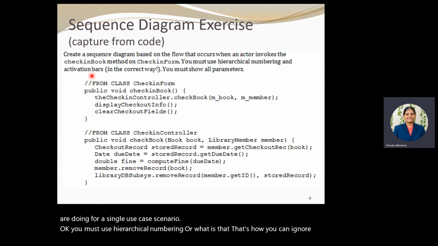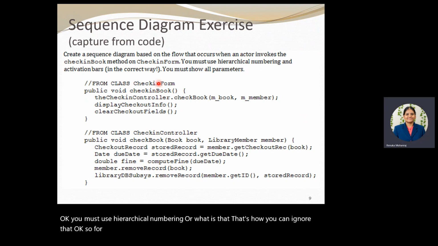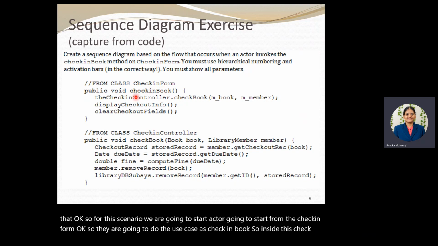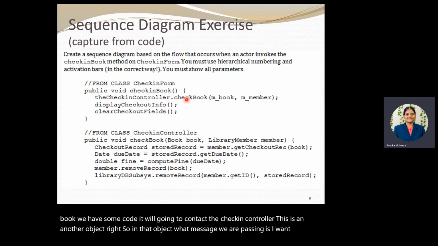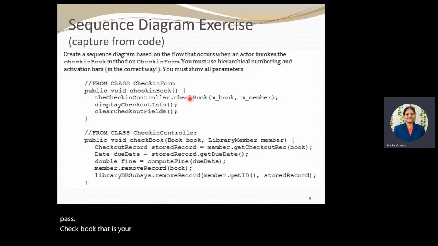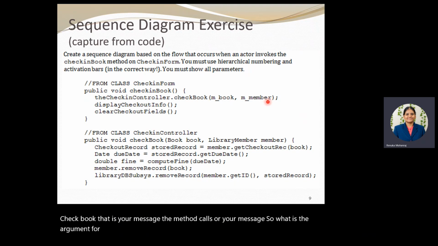Okay, so for this scenario, the actor is going to start from the check-in form. They are going to do the use case, check-in book. Inside this check-in book, we have some code. It is going to contact the check-in controller. This is another object, right? In that object, the message we are passing is check-in book. That is your message. The method calls are your messages. The arguments for this message are book and member.